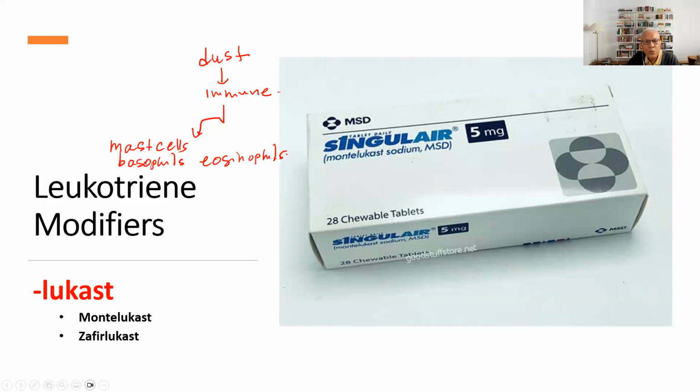Now, whenever there is a release of leukotrienes, they cause constriction or narrowing of the airways. They're also going to increase mucus production in an effort to get rid of the foreign protein like the dust, and it results in swelling and inflammation of the lungs.